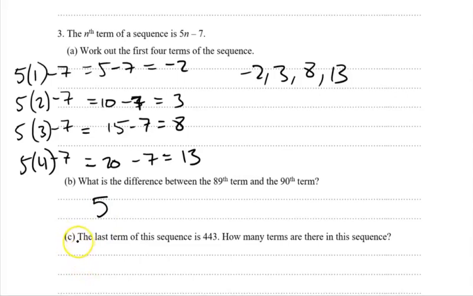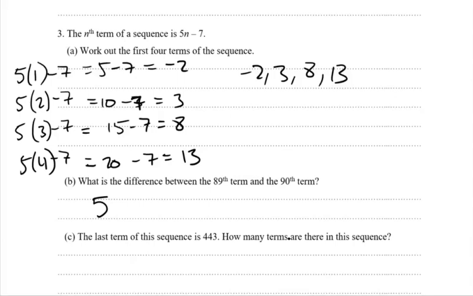Now here question C, it says the last term of this sequence is 443. How many terms are there in this sequence? So what we're going to do, we need to work out the value of n. Remember, n is the term number. So that's going to tell us the number of terms in the sequence.